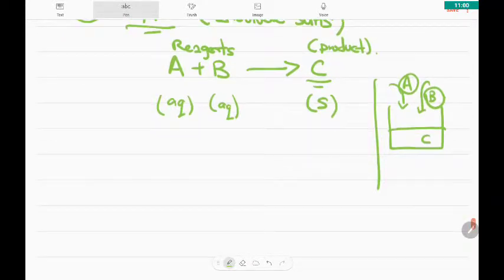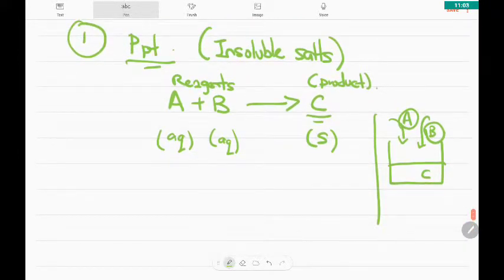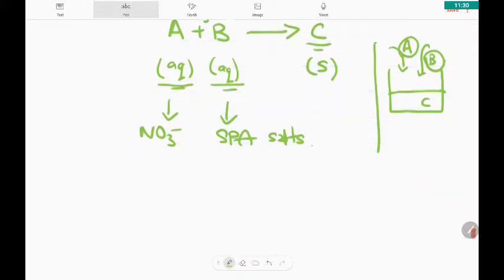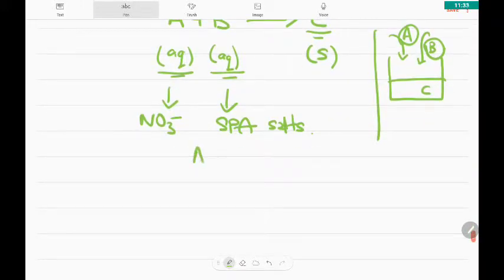So next question would be, since we need to be using two aqueous or soluble salts, what reagents should I use? Well, I know that according to the solubility table, all nitrates are soluble, all spar salts are soluble. Okay, all nitrates and spar salts are soluble. So if I were to prepare, say for example, silver chloride, what would I do?